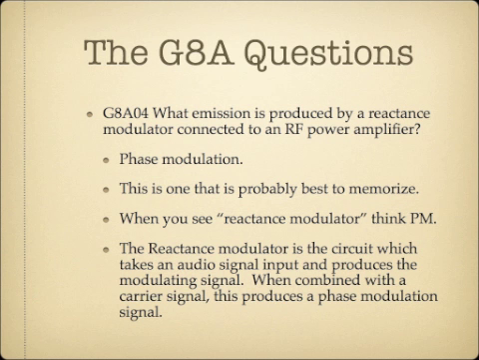What emission is produced by a reactance modulator connected to an RF power amplifier? Now this is phase modulation. This is one of those questions that probably is best memorized. When you see reactance modulator, you want to start thinking phase modulation. The reactance modulator is the circuit which takes an audio signal input and produces the modulating signal. And then when this is combined with a carrier signal, it produces phase modulation. And then it's sent to an RF power amplifier and sent out to the world. So phase modulation is the emission produced by a reactance modulator connected to an RF power amplifier.